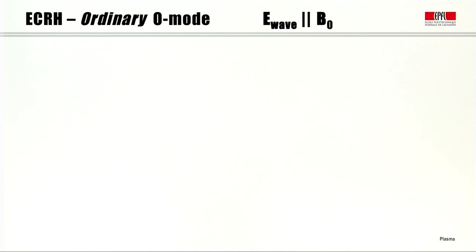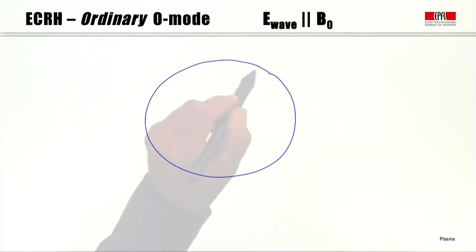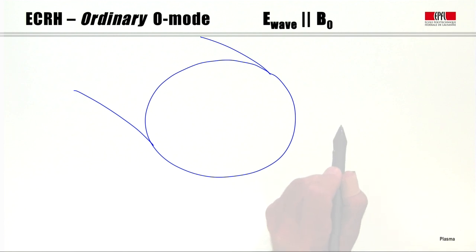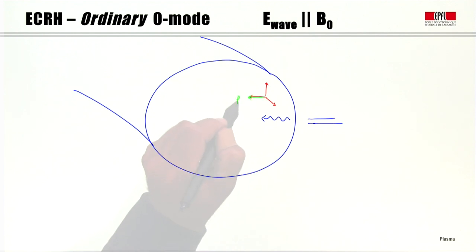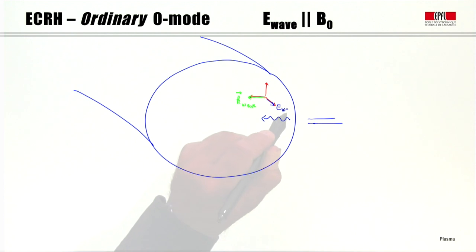The first scheme we can think of is the so-called ordinary mode. As I said before, this is a mode in which the wave electric field is parallel to the ambient magnetic field. So let's illustrate the scenario that we can operate with. This is my tokamak plasma cross-section. For practical reasons, I'm coming from the low field side, that is, from the outside part of the tokamak, and I inject my wave in a radial direction, perpendicular to B0, the ambient magnetic field. This is the ordinary mode. In a reference frame here, the propagation is in the radial direction, and the wave electric field is aligned with the magnetic field. Of course, the wave electric field will oscillate up and down in its sign.